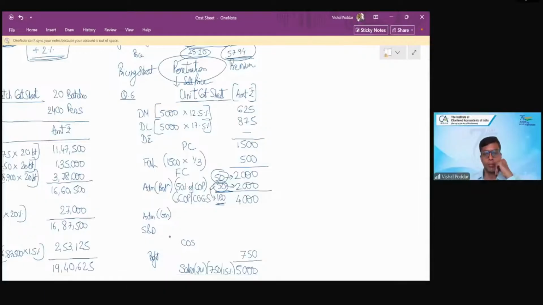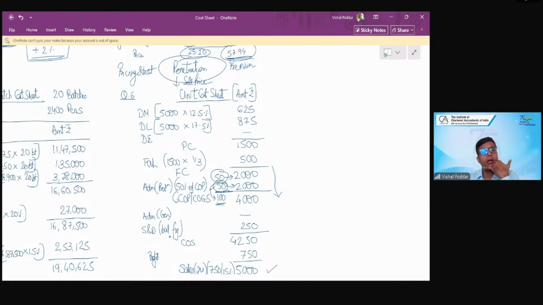Now the interesting part. I also have some figure here. If I go backward, I get this as 4250. And when I'm coming forward, I'm getting this as 4000. So I get an interesting point, which is the balancing figure 250. And this is how my cost sheet will get completed.